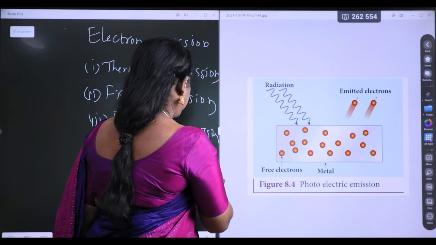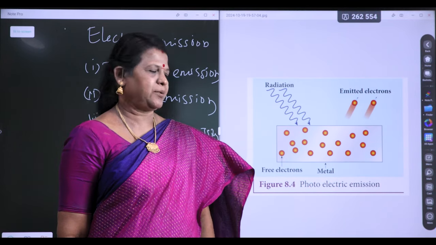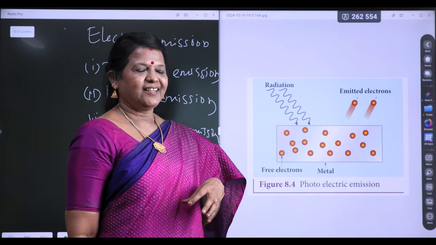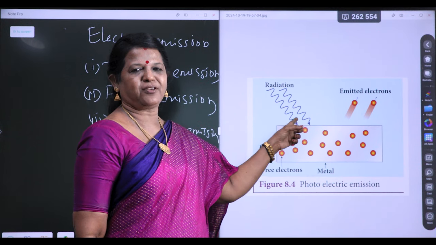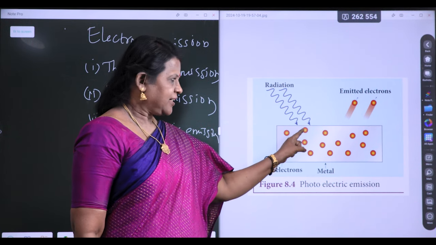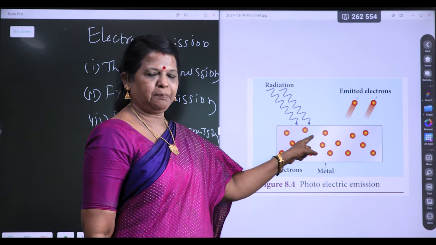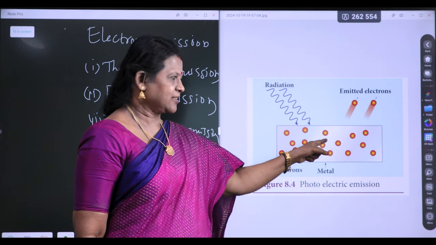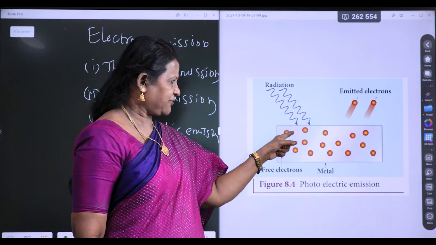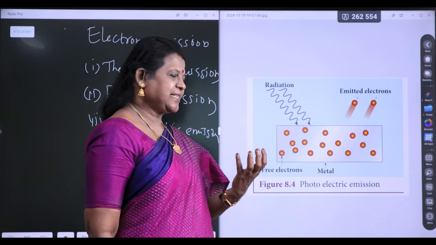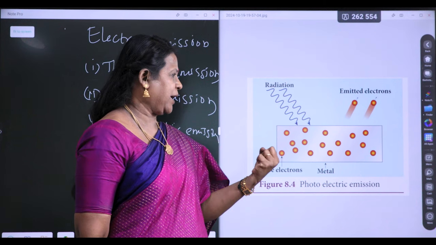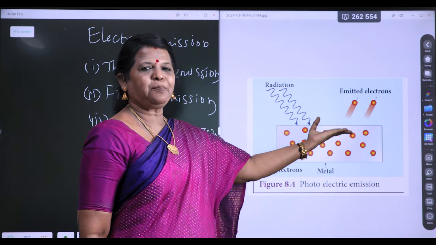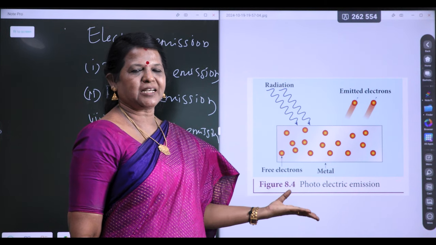The third one is named photoelectric emission. In the case of photoelectric emission, high energy radiation is allowed to fall on the surface of a metal. In this diagram, this part is shown as a metal piece. Within the metal piece, the circles represent electrons. A high energy radiation is falling on the surface of the metal, so it gains more energy. The free electrons are emitted from the metal, and the emitted electrons are shown in the figure. This type of emission is known as photoelectric emission.